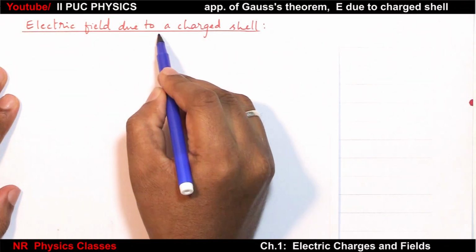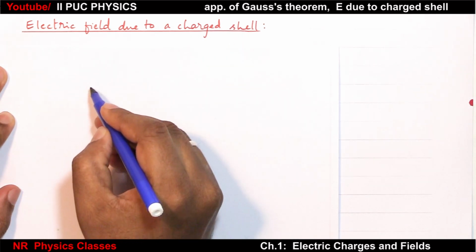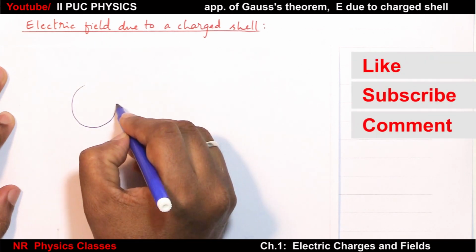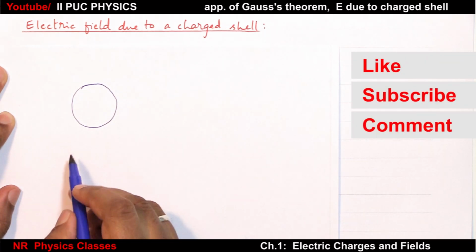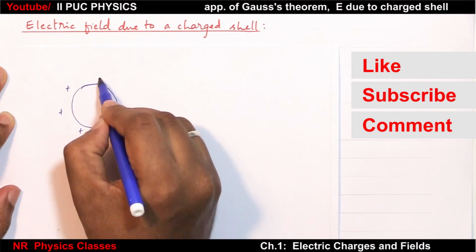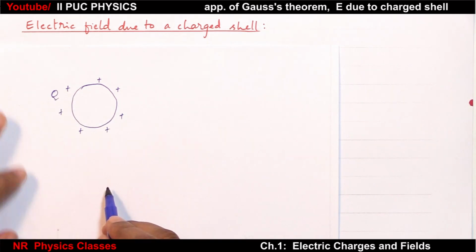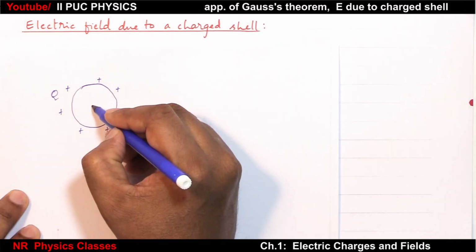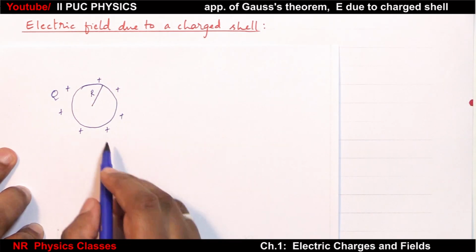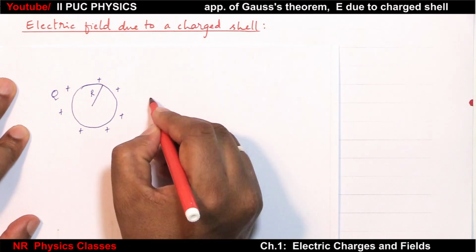Electric field due to a charged shell. Let this be a spherical shell. This shell is charged by Q and the radius of the shell is R, capital R. We have to find the electric field at a point outside the shell, somewhere here.